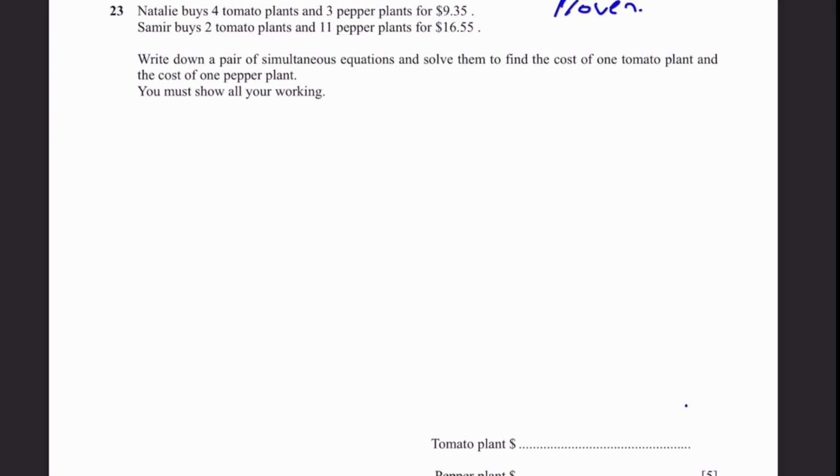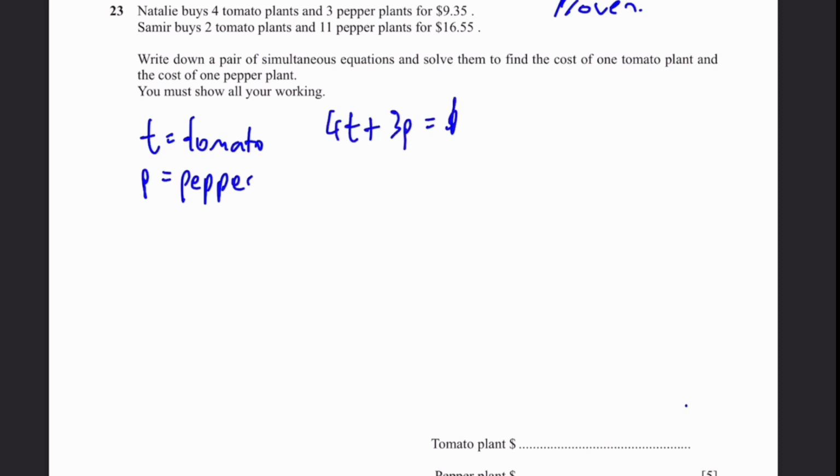Question 23. Natalie buys 4 tomato plants and 3 pepper plants for $9.35. Samir buys 2 tomato plants and 11 pepper plants for $16.55. Write down a pair of simultaneous equations and solve them to find the cost of 1 tomato plant and 1 pepper plant. You must show all your working. Let's write T is equal to tomato plant cost and P is equal to pepper plant cost. So 4T plus 3P is equal to $9.35. 2T plus 11P is equal to $16.55. Now we can say that this is equation 1 and this is equation 2.